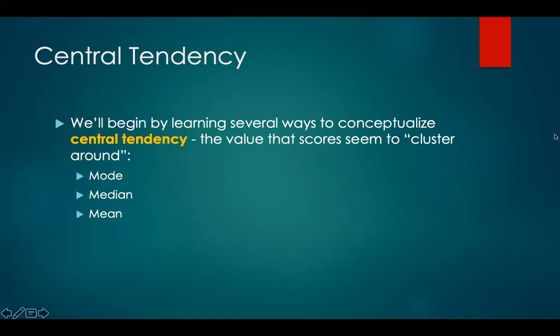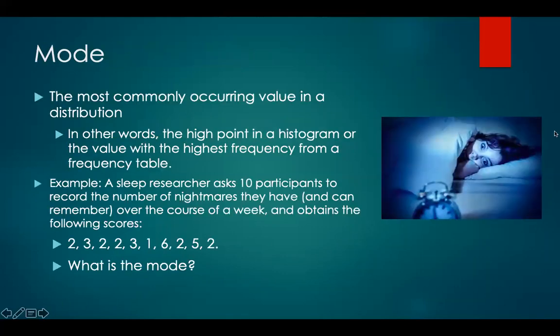Now, we'll begin by learning several ways to conceptualize central tendency, or the value that scores seem to cluster around. And 3 measures of central tendency that we'll talk about are the mean, median, and mode. Now, the mode is simply the most commonly occurring value in a distribution.